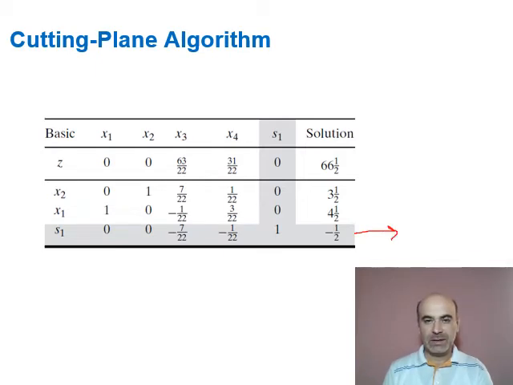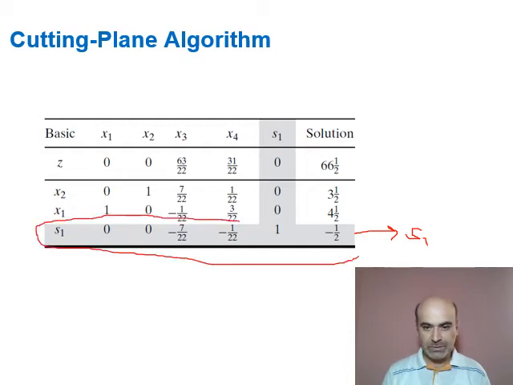So what is the variable that is leaving? The basic variable corresponding to this row. It's written here. Okay, so S1 is leaving. S1 is the leaving variable. Now we need to find the entering variable. The pivot row is this one now, and we need to consider the non-basic variables.